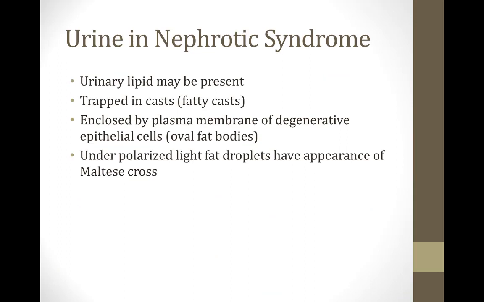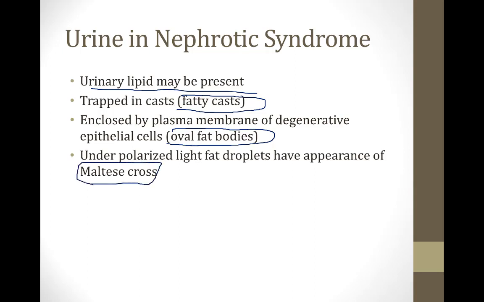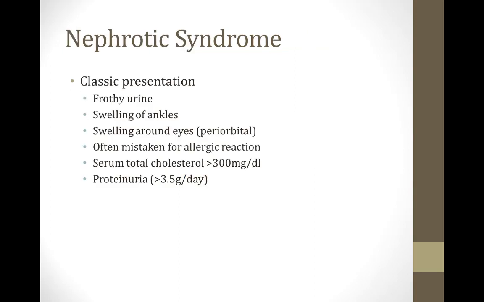Let me give you a little more detail about the urine in patients with nephrotic syndrome. You may see lipids in the urine. Now, they can be trapped in casts, and these are called fatty casts. They also can be enclosed by a plasma membrane of degenerated epithelial cells, and these are called oval fat bodies. And if you look at these under polarized light, the fat droplets have an appearance of a Maltese cross. So if you hear a description of urine as showing fatty casts, oval fat bodies, or Maltese cross, they are talking about nephrotic urine.